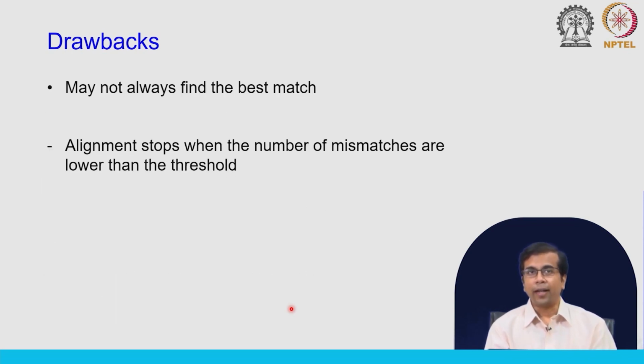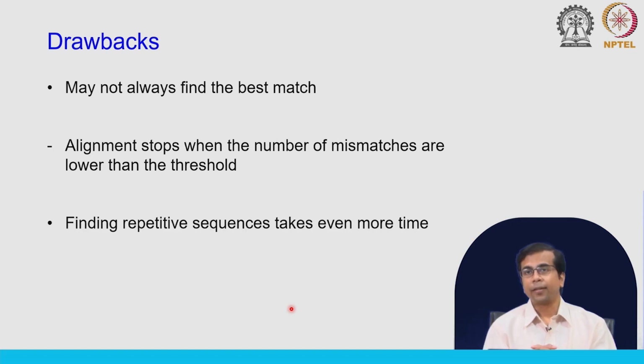In addition, you may not always find the best match. As we said, we have this threshold: the moment we have a match where the number of mismatches is below that threshold, the algorithm will stop. And this means it might not always find the best match. There might be some match somewhere else which is even better, so if we stop there, it will miss the best alignment. So, this is one of the limitations of the threshold.